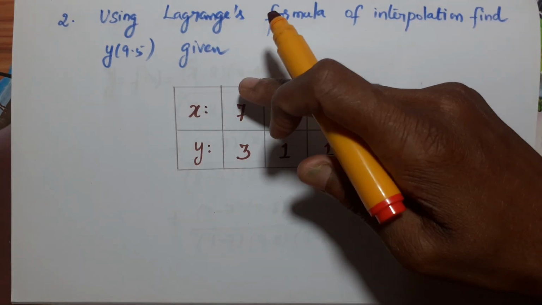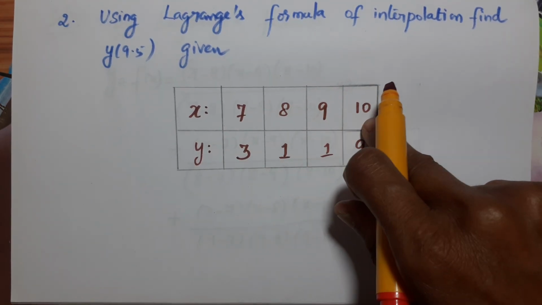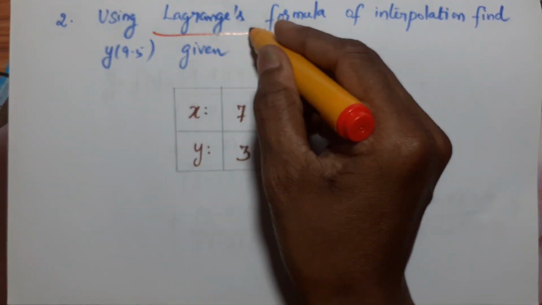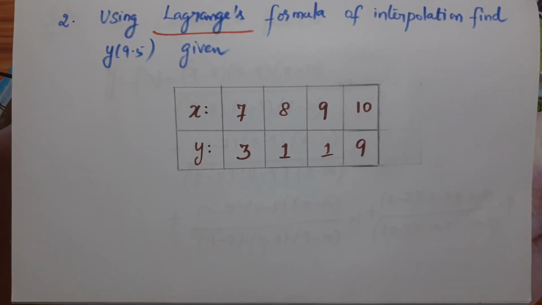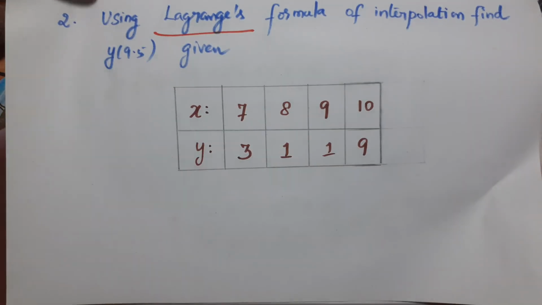Here, the x values are 7, plus 1 is 8, 8 plus 1 is 9, 9 plus 1 is 10. The intervals are equal, but since in the problem they asked you to apply Lagrange's formula, we have to apply this formula. One more formula is there for equal intervals that I will explain in my next video. And after applying the formula, we are getting the terms. Quickly, we can go through it.